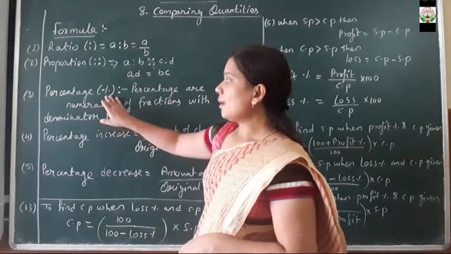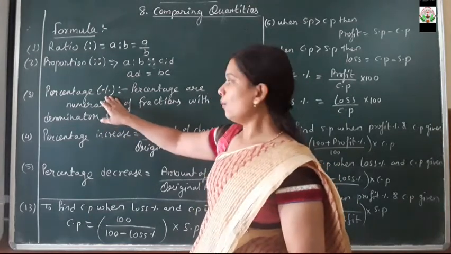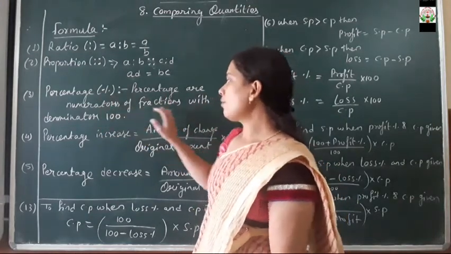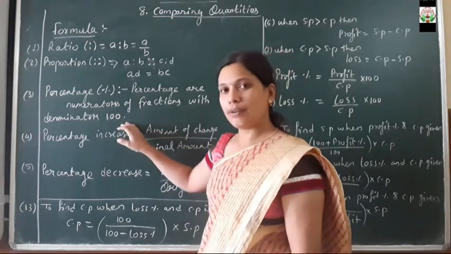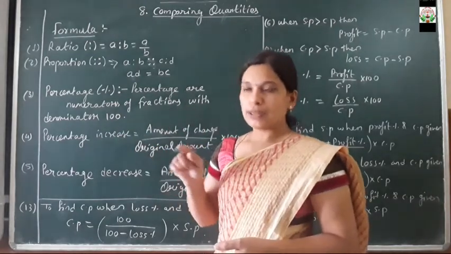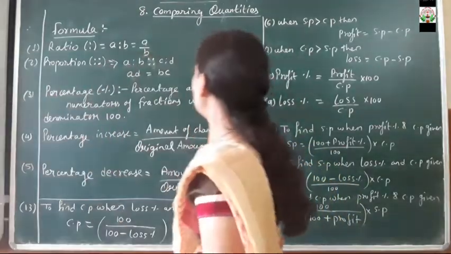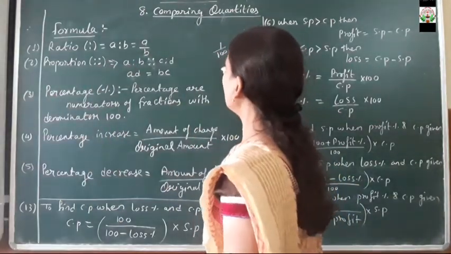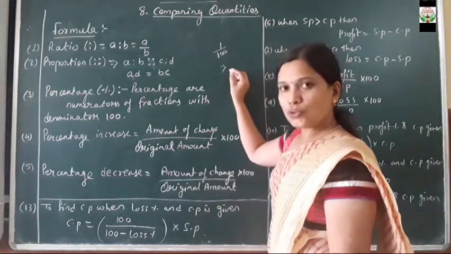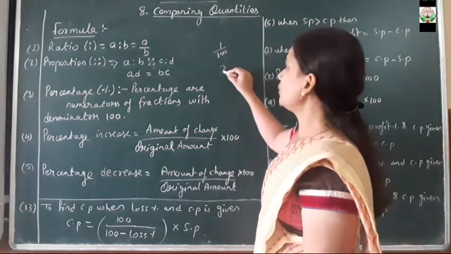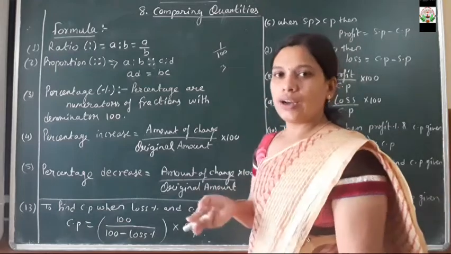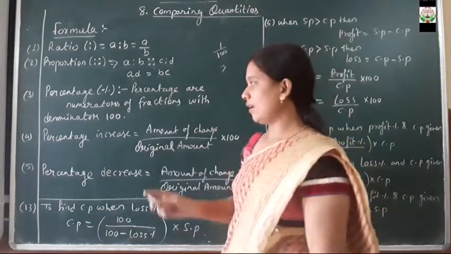Then comes the percent. Percentage everybody knows. Percentages are the numerators of fractions with a denominator 100. Percent is denoted by this notation, and it is denoted as 1 upon 100. If any number is there, say 3, and that number is to be converted into percent, what do we do? Multiply it by 100%, so that you will get the required answer.